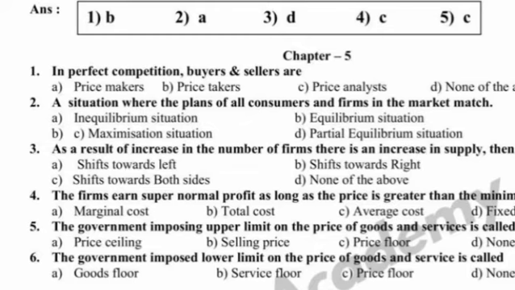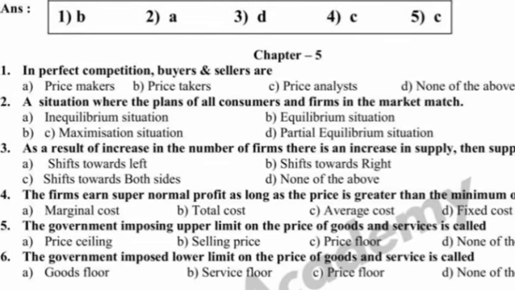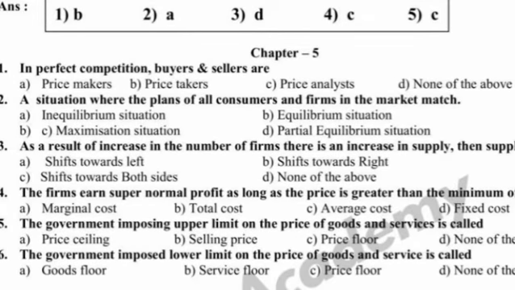Second one, the situation where the plans of all consumers and the firms in the market match. Option A, in equilibrium situation; option B, equilibrium situation; option C, maximization; D, partial equilibrium situation. When you have equal from all the aspects, it is considered as equilibrium situation. Correct option is option B.